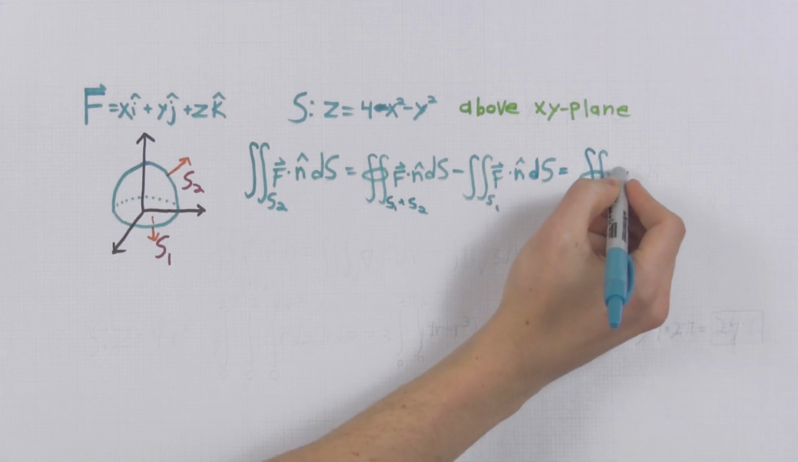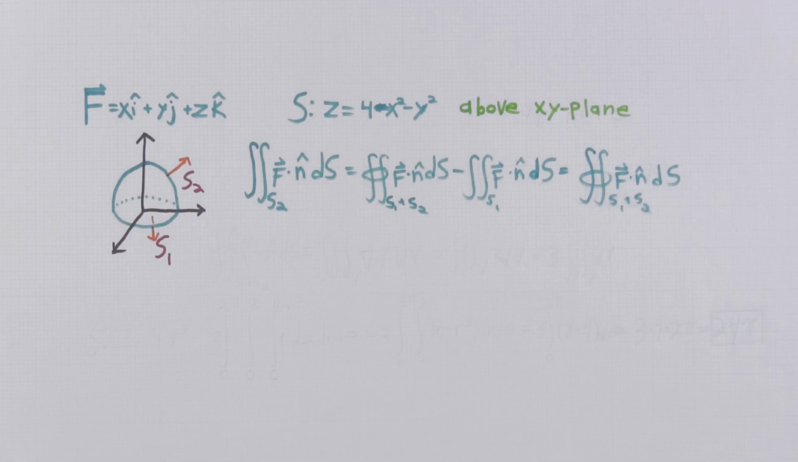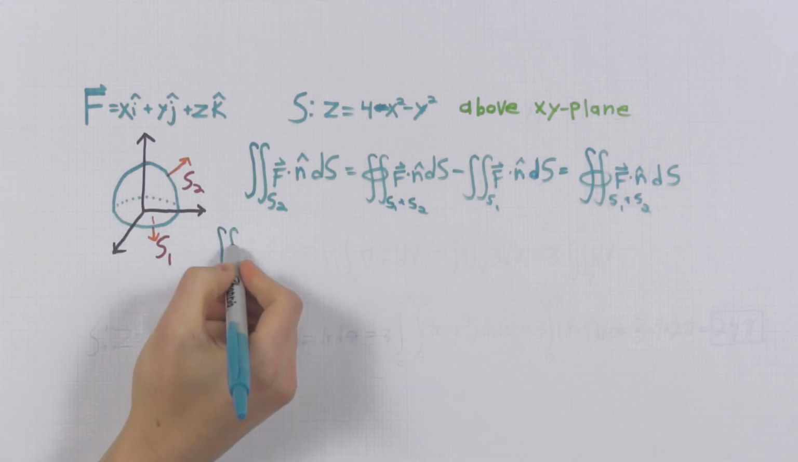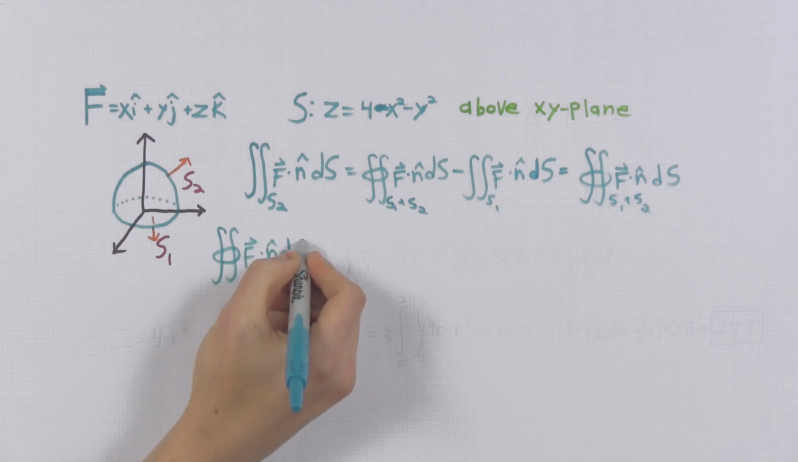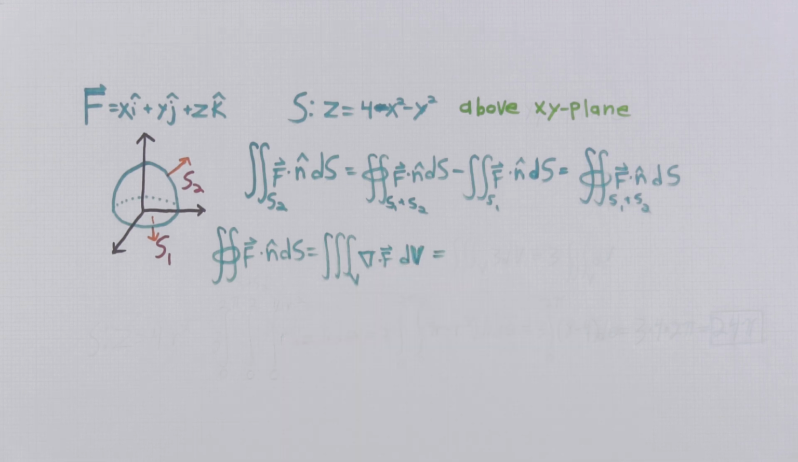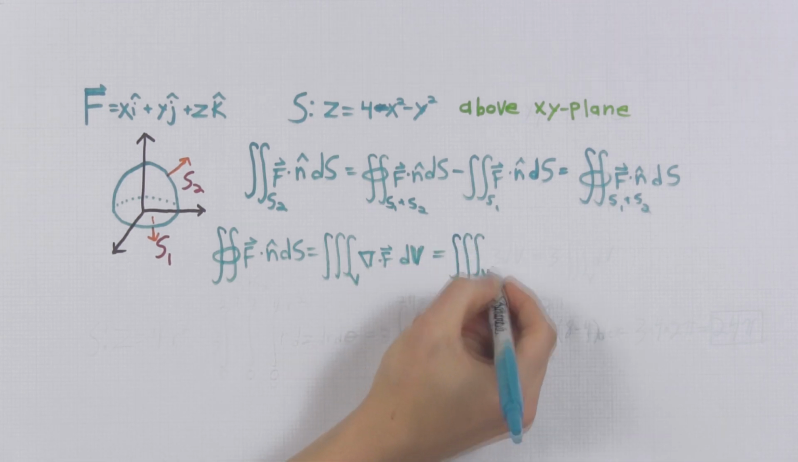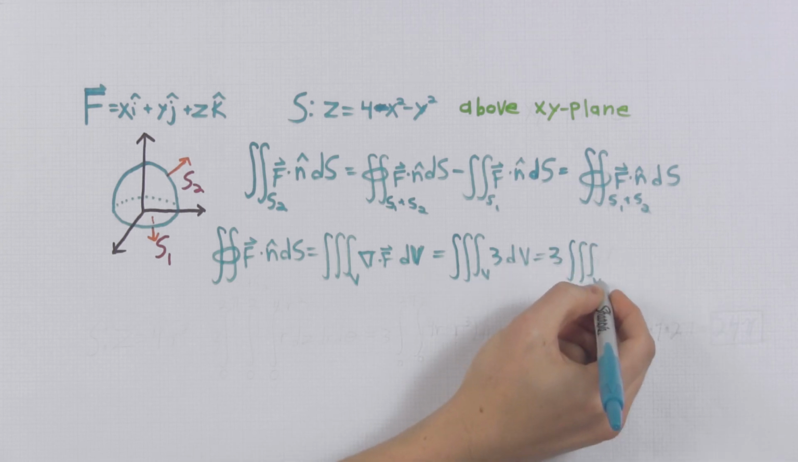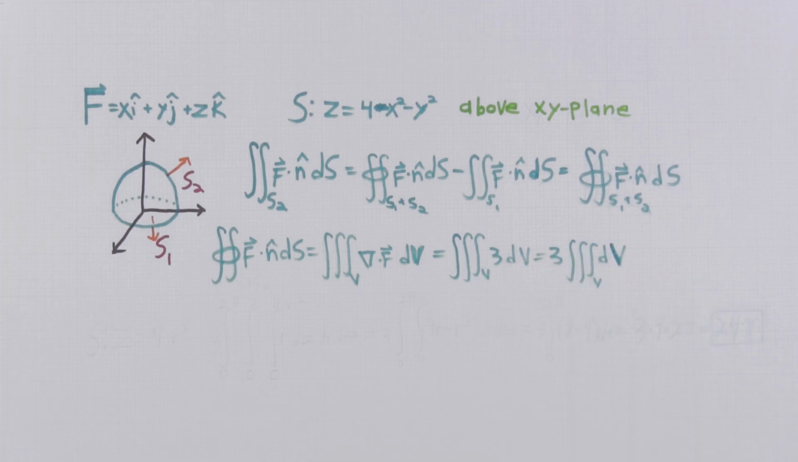So since the flux through S1 is 0, we're just left with the total closed surface integral over S1 and S2. If we can find that closed surface integral, then we know that our answer is going to be the same thing as just the integral over S2. Now that we have a closed surface integral, we can rewrite it as the triple integral over the volume using the divergence theorem. Since we're working with the same vector field as in the previous problem, we already found the divergence is equal to 3. So we can plug that in and get that our total surface integral is equal to 3 times the triple integral over the volume of dV.